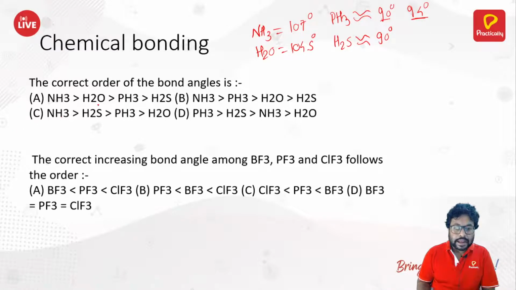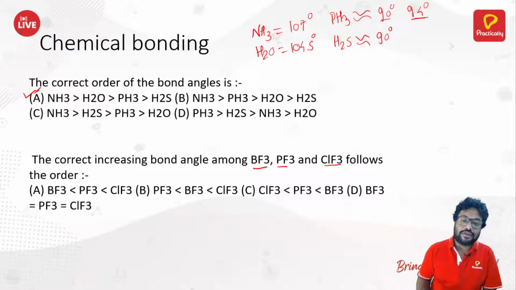That is why NH3 is higher than H2O, H2O higher than PH3, PH3 higher than H2S. That has to be your right answer. And where is that answer? NH3, H2O, PH3. Yes. So for this question, answer A is the correct answer. Next, the correct increasing bond angle among BF3, PF3, ClF3 follows the order.